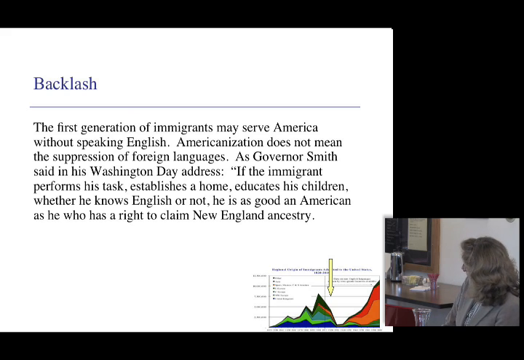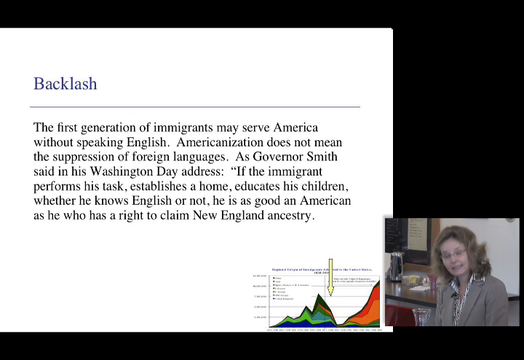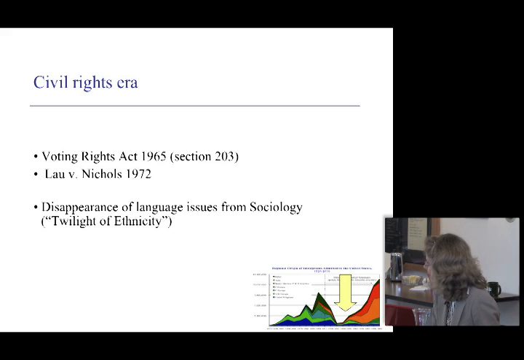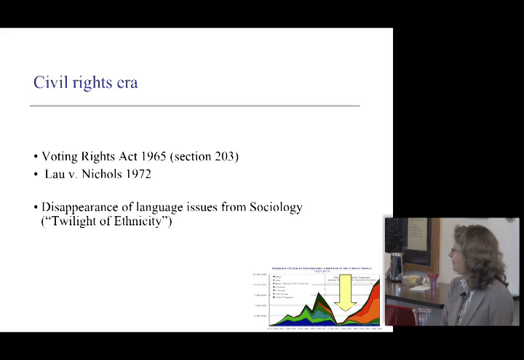Well, by the time we get up to the 1960s and 70s, as you can see in the little inset, we're after a period of several decades with very, very low levels of immigration. And during this time, issues and attitudes about non-English language essentially disappeared. The two legislative acts that I've put up there were important and involved language. The first one, the Voting Rights Act, granted the publication of voting materials in a small set of languages in certain areas of the country.